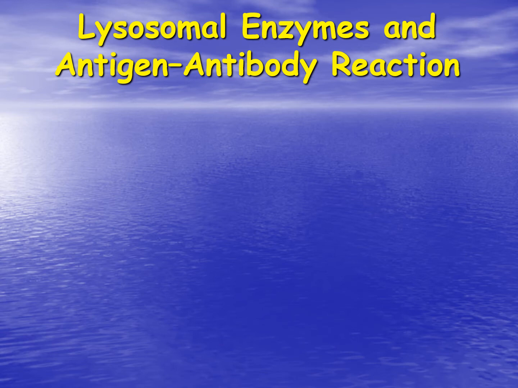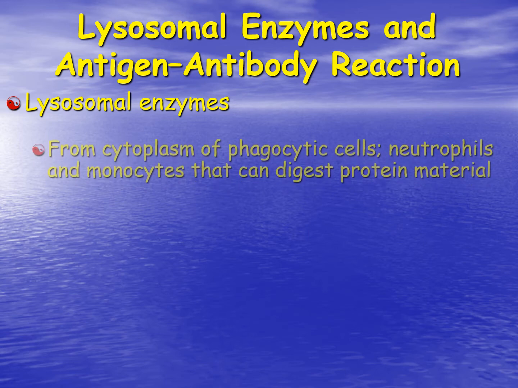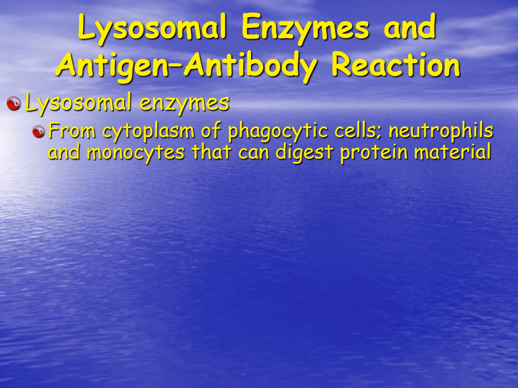Now, lysosomal enzymes in the antigen-antibody reaction. In the phagocytic cells, we have the lysosomes, which contain digestive enzymes. And neutrophils and macrophages have numerous or can make numerous lysosomes that will then actually fuse with the phagosome brought in through phagocytosis to form the phagolysosome. The digestive enzymes will then work on whatever's within the phagolysosome to break it down.